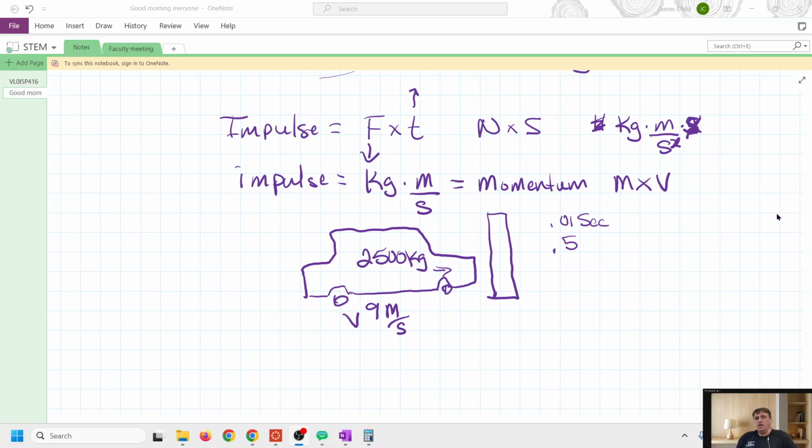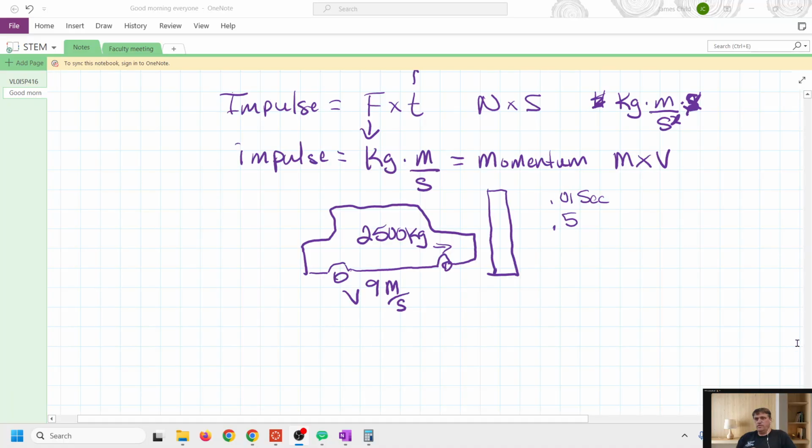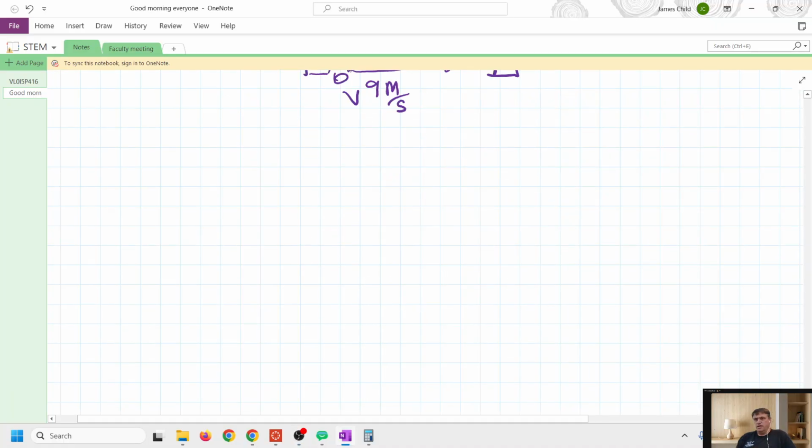Okay, let's jump over here real quick. So let's do some calculations for an egg drop here. If I drop an egg from 3 meters, how can I calculate how hard it's going to hit the ground? Yeah, I think I can.